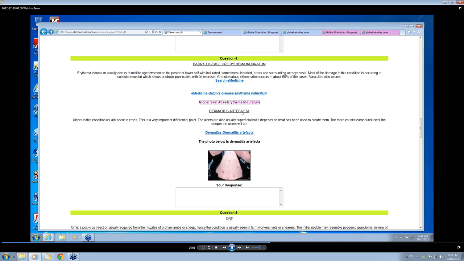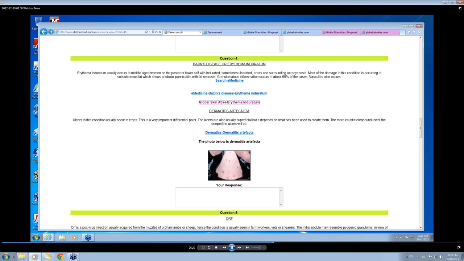Dermatitis artifacta. We said that usually the lesions are grouped and usually they're abnormal in shape. Usually occurs in crops. Now that's important. It's an important differential point. They injure the skin, have a break, these lesions partially healed, then they injure the skin elsewhere, and so you've got fresh and healing lesions.